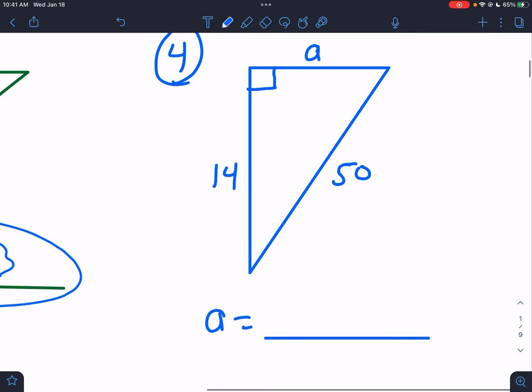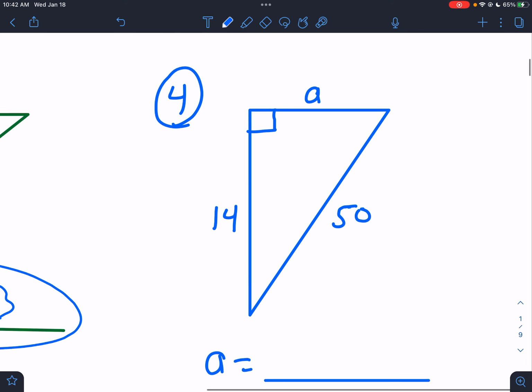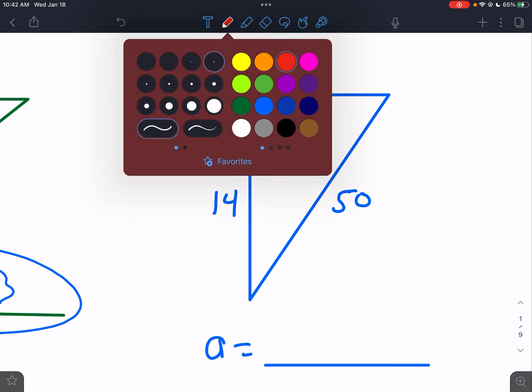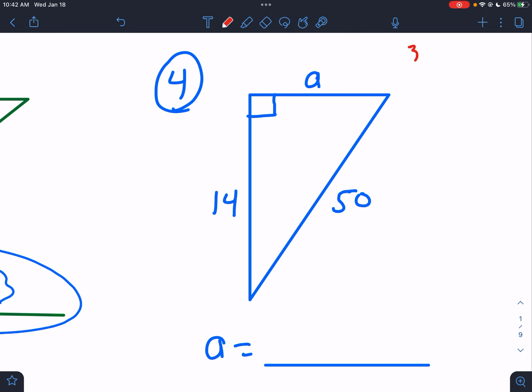Over here, I don't have to do sine, cosine, tangent. This is just regular Pythagorean theorem. If you know two sides, regular Pythagorean theorem. Write your triples down. Right now, pause the video and write them down.